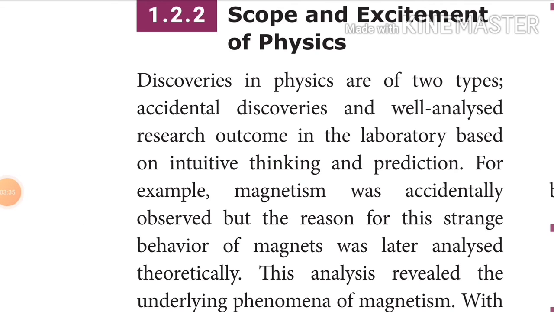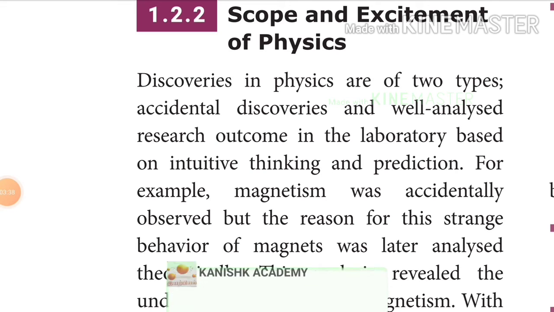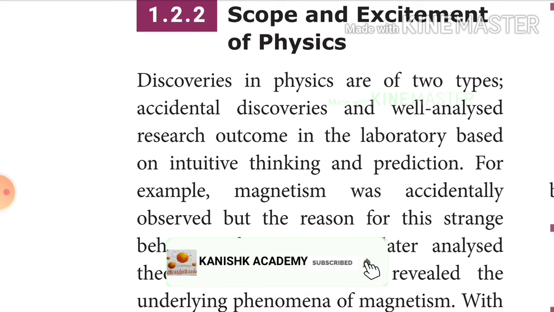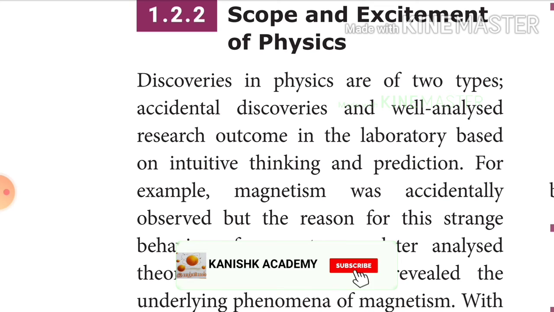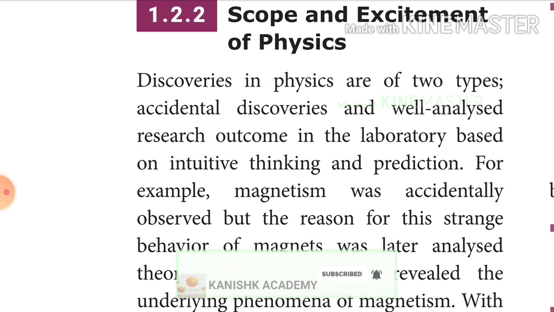Scope and excitement of physics. Discoveries in physics are of two types: accidental discoveries and well analyzed research outcomes in the laboratory based on intuitive thinking and prediction. For example, magnetism was accidentally observed, but the reason for this strange behavior of magnets was later analyzed theoretically.